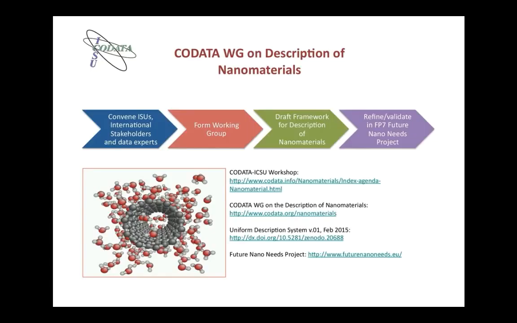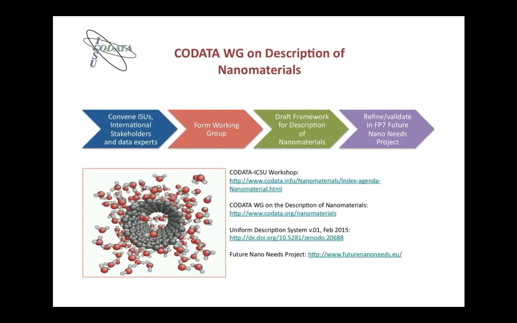So one of the pieces of work that we have at the moment is the CODATA Working Group on Description of Nanomaterials. Now, how one describes the particular qualities of nanomaterials is a key issue and a key research area in nanomaterials research, and it crosses a number of disciplines. So some 3 or 4 years ago now, with benefit from a small grant from the International Council of Science, we convened a broad cross-disciplinary workshop, which led to the formation of a working group and the production of a draft framework for the description of nanomaterials.